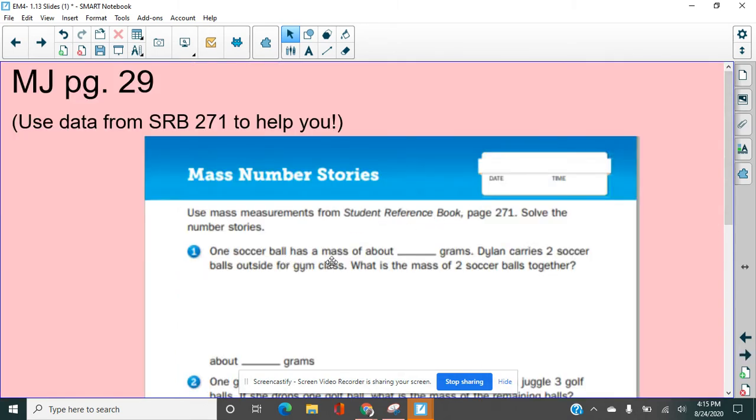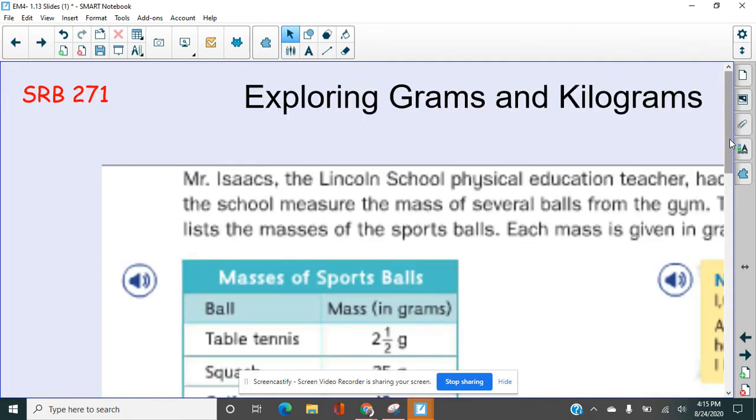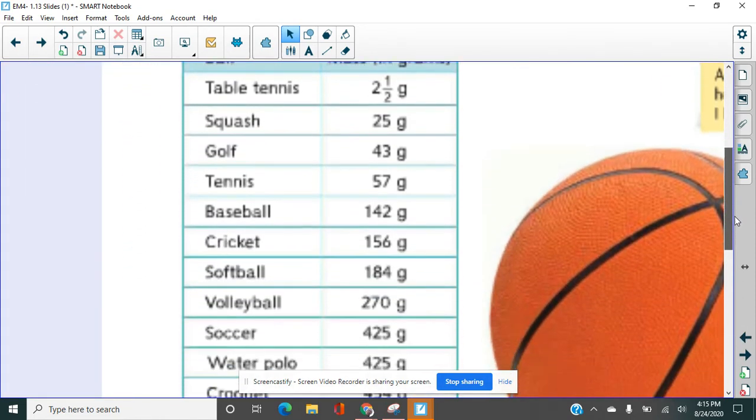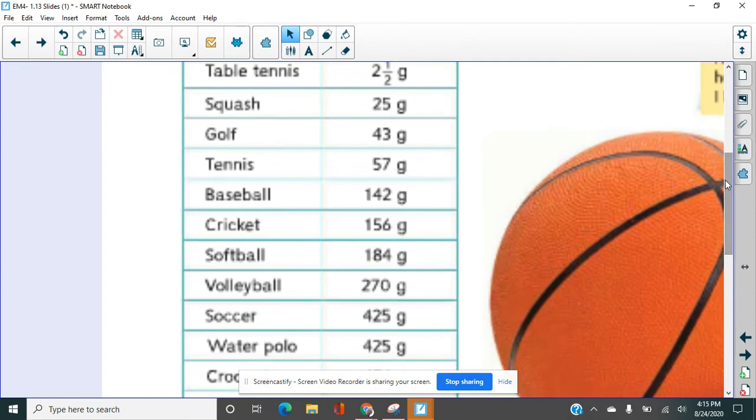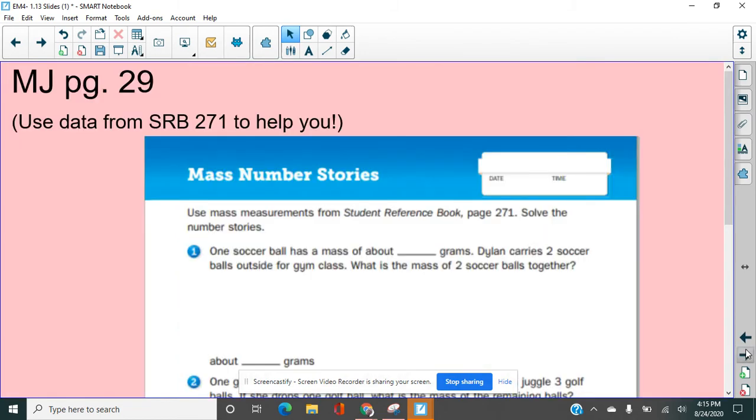And so we're going to be using some of this data in this chart about the mass of these different sports balls, right? So the tennis ball is 57 grams and so on. So here's our first question. One soccer ball has a mass of about how many grams? So we need to look back at the chart and find the soccer ball. There it is. You tell me, how many grams is the soccer ball? It is 425 grams. So the first thing we're going to do is write that here. We're going to do a lot of this page here together today. 425.